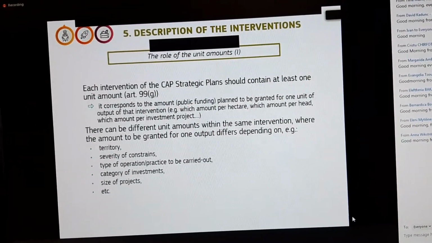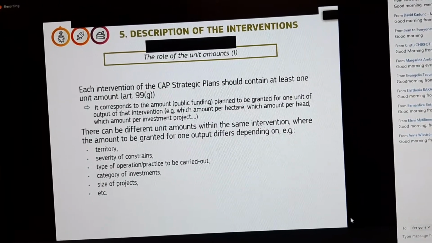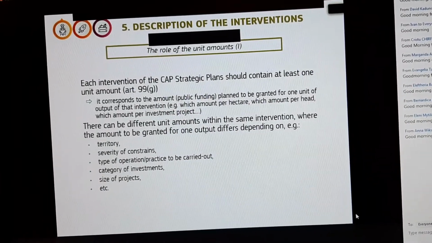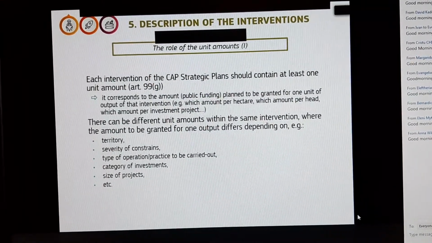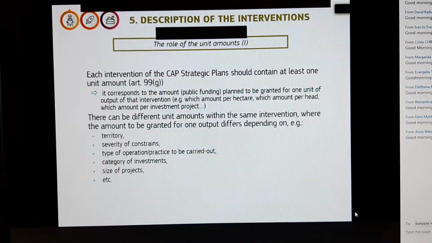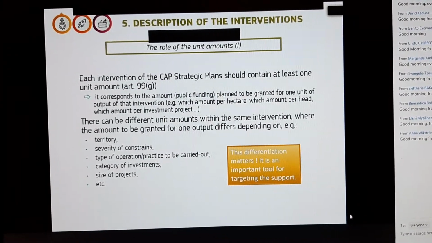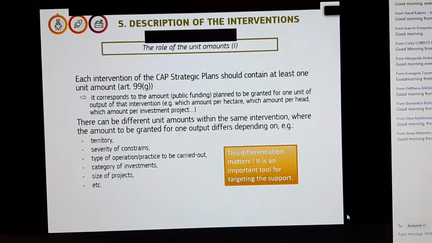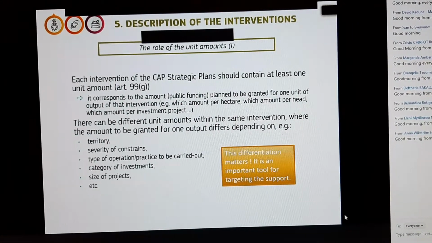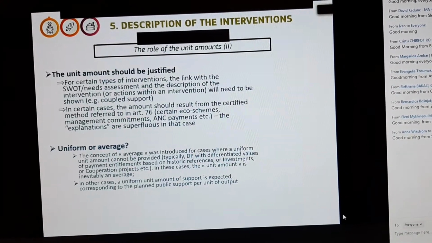Then there can be several unit amounts depending on variables like the ones that you can see there. So you can use one or more for the same intervention, as I have already said. This differentiation is an important tool for targeting the support. So this is why we consider that quite relevant.